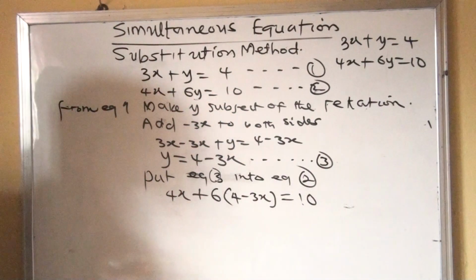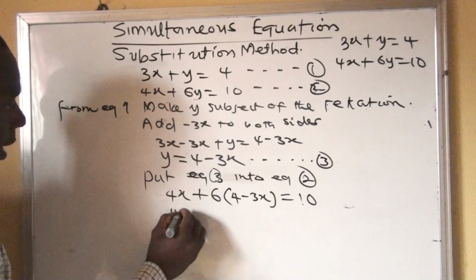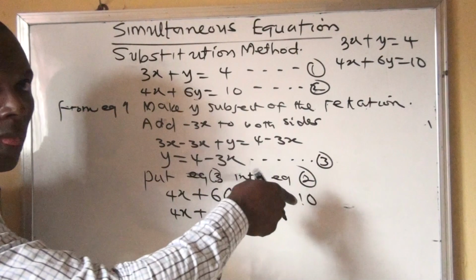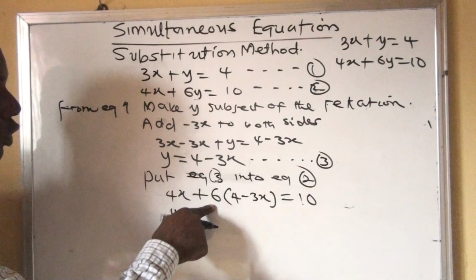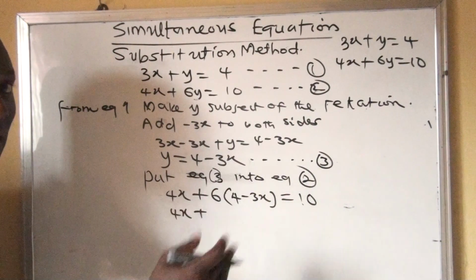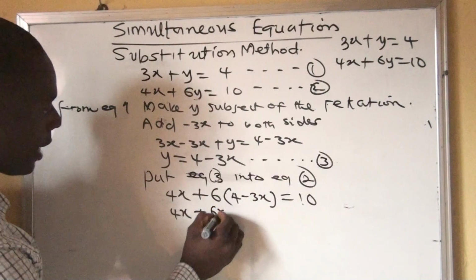Equals to 10. So we are substituting. Here this is 4x plus this 6 is going to distribute over these two terms here. It's going to distribute over 4 and it's going to distribute over minus 3x. By distribution we mean multiplication: 6 times 4.